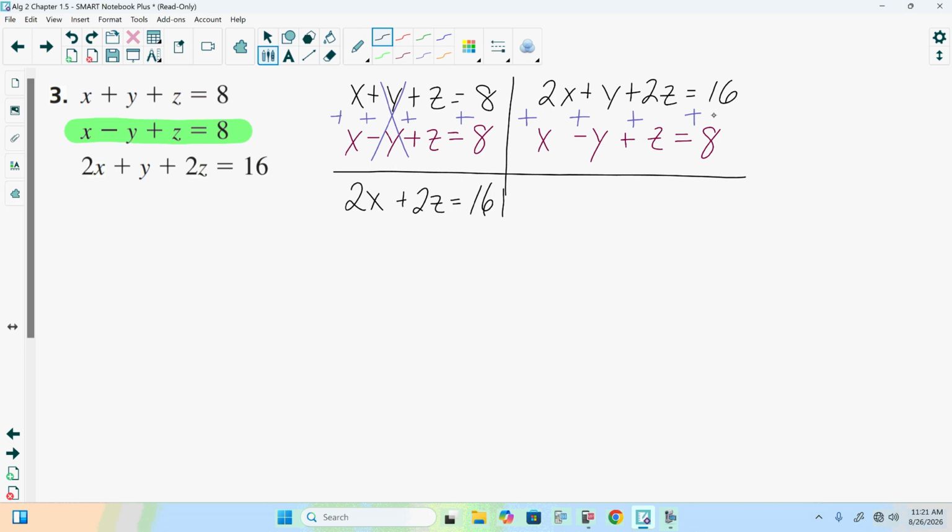So again, we're adding because 1 plus negative 1 would be 0. We're going to have to do some multiplying. 2x plus x is 3x. 2z plus z is going to be 3z. 16 plus 8 is 24. It seems like there's a good chance this might be infinitely many, because we have the same x's and same y's in each equation.